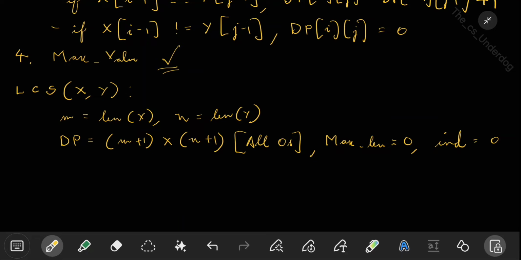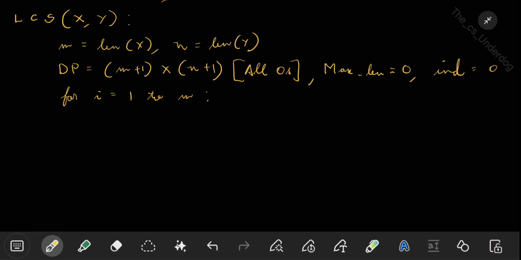This is the index, max length. In the algorithm, you have to fill the complete table. Filling the complete table means you have to go through the complete array X and complete array Y, and each entry in the table will be corresponding to some particular number of characters from X and some particular number of characters from Y. So how can you fill this? For, let us say, I is equal to 1 to M, because M is the size of X. So till the size of X you will iterate. Then you should iterate through each of the entries in Y. So for Y, for J is equal to 1 to N.